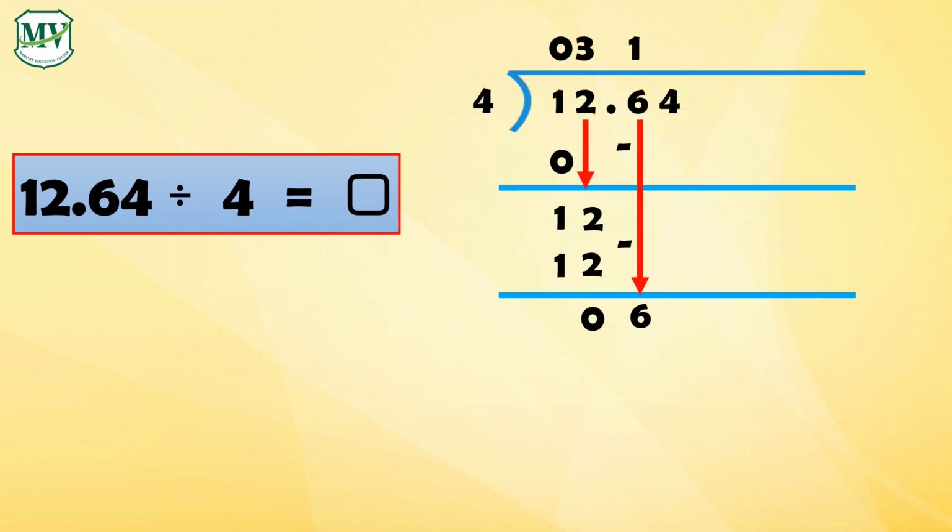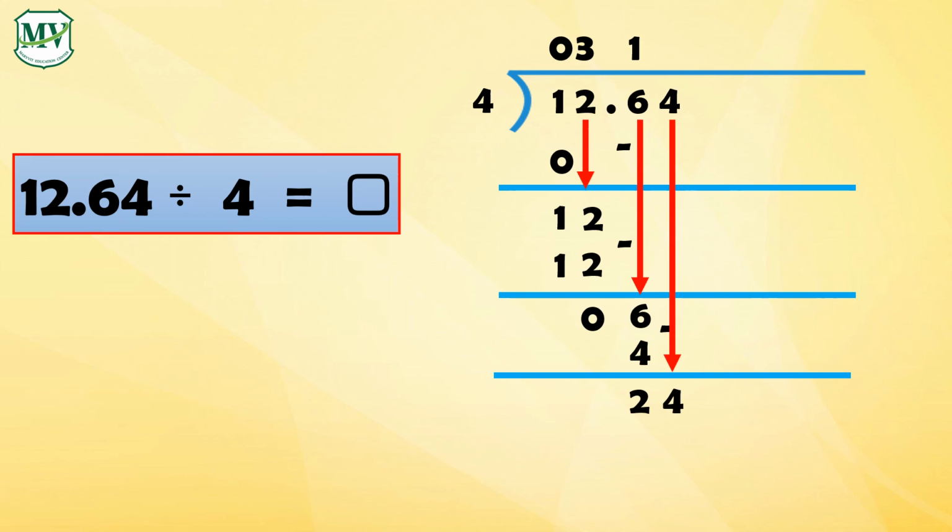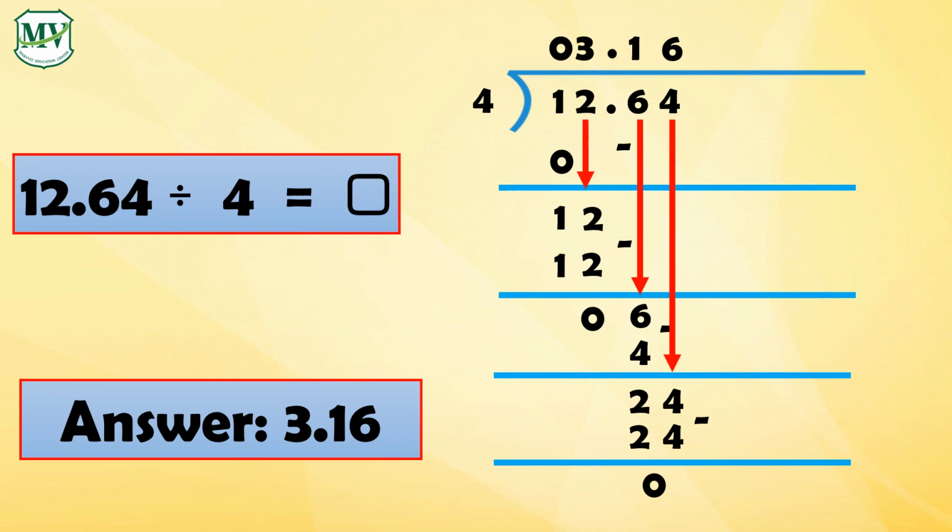6 divided by 4, we get 1. We multiply, we subtract, we bring down. 24 divided by 4, we get 6. We multiply, we subtract, we get the answer. But never forget to bring a copy of the decimal point up into the answer when you are done. Like this. Simple. Our answer will be 3 and 16 hundredths.